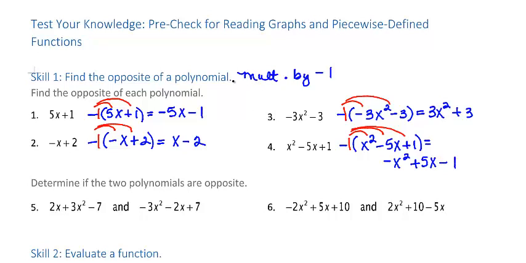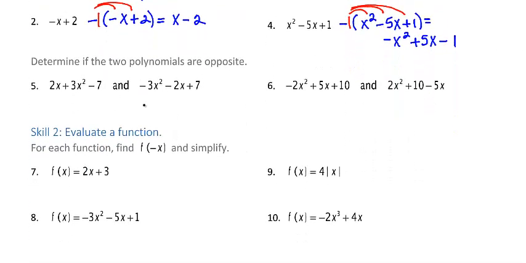So make sure you understand that when we find the opposite, each sign of the polynomial is changed. So the next two problems are to actually determine if the two polynomials are opposite. So here we're really trying to figure out, are the signs of those two polynomials different? And if each sign of the corresponding terms are opposite, then we do have opposite polynomials.